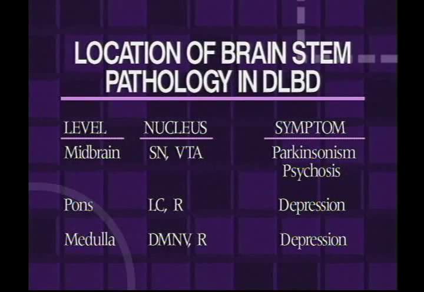Again, to repeat, the typical pathology seen in diffuse Lewy body disease is Lewy bodies in the brainstem, which produces the Parkinsonism and the psychosis, Lewy bodies in the pons, which includes the locus ceruleus and the raphe, which produce the depression, as well as Lewy bodies in the medulla, which also produce the depression. This, in conjunction with cortical Lewy bodies, produces the constellation of symptoms that's so typical of diffuse Lewy body disease.